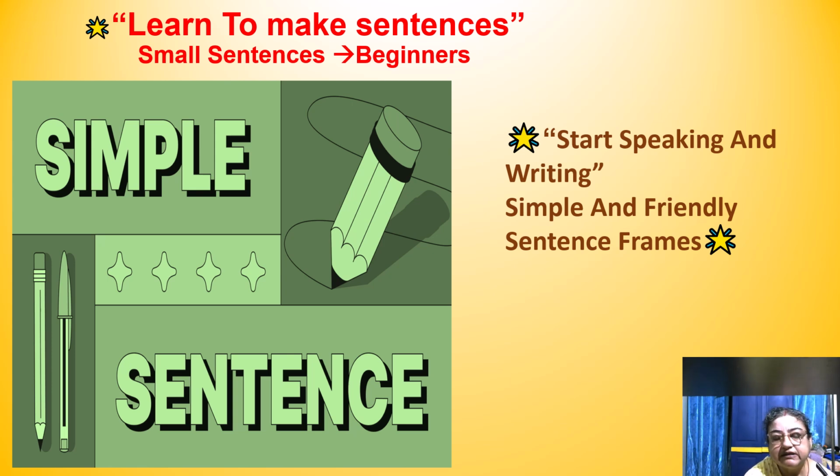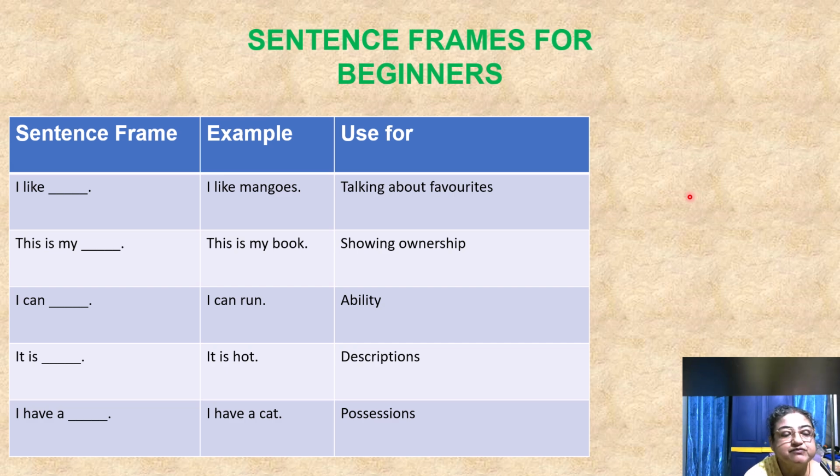So let's start. Sentence frames for the beginners. It is only for the beginners. I have made a chart here in a table format. Sentence frame in the first column, then example, and then use for. What is the usage of this sentence and for what purpose is it used? I have shown one example, but you can frame many sentences from these by adding many more words.